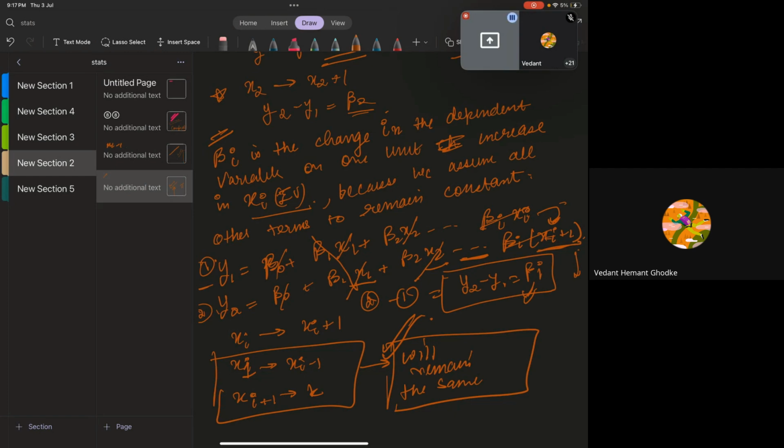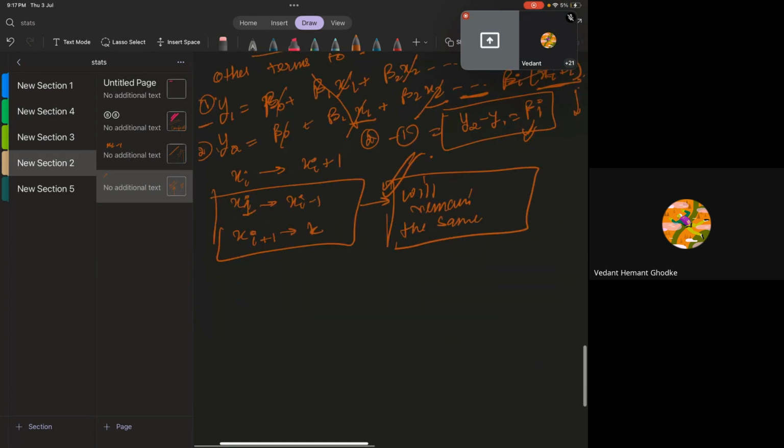And when does this happen, guys? When all the features are independent of each other, hence the name independent. A change in xi is not causing any change in other independent variables.